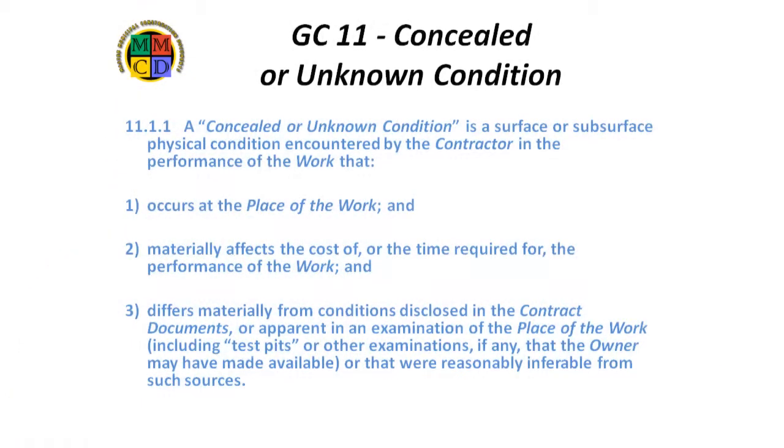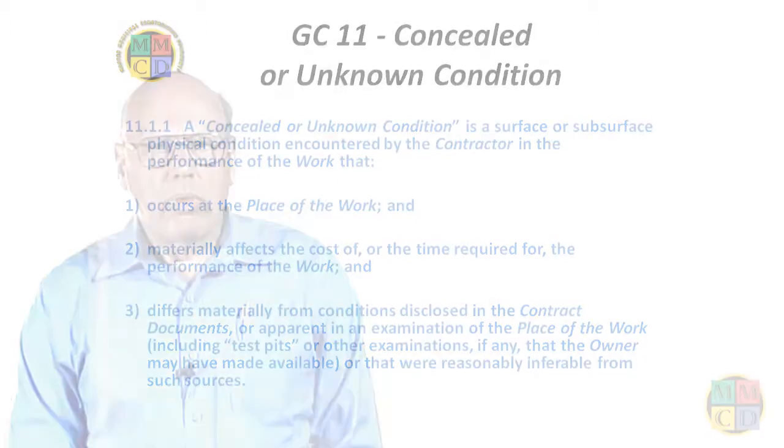Because the MMCD anticipates concealed or unknown conditions, GC11 provides a protocol to handle them. The definition is pretty straightforward, the key being that the situation could not have been anticipated by bidders at the time of tendering. A situation meeting this definition entitles the contractor to some additional compensation. The extent of the compensation or time adjustment is determined by the circumstances and by the efforts which the contractor puts towards mitigating the owner's additional costs.